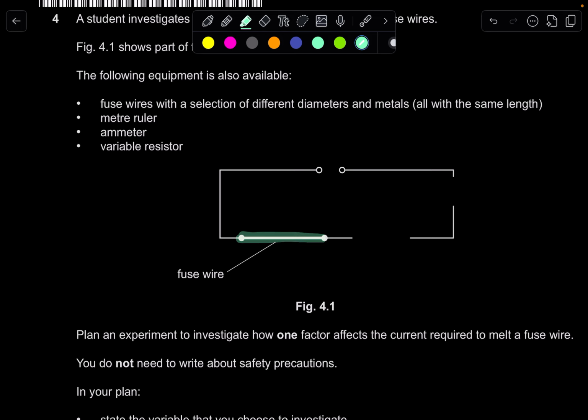Second, we can take different materials. One time I will add copper here, one time I will add iron, but I will keep the diameter constant. Okay, so it's your choice how you do it. So let's do it with the diameter.